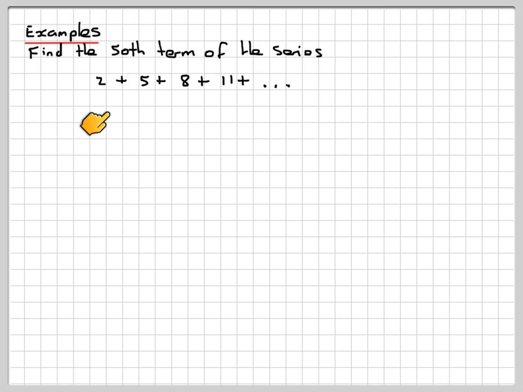Right, let's see how we use this with a couple of examples. Find the 50th term of the series 2 plus 5 plus 8 plus 11, which is the series that we had to begin with. So U1 is equal to 2. It's always a good idea to write this sort of information out. D is calculated doing 5 take away 2, which is 3, the second term take away the first term. And n is equal to 50.